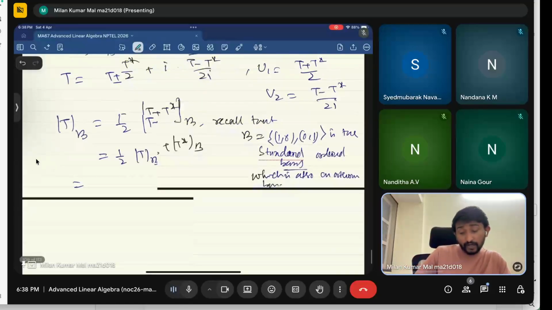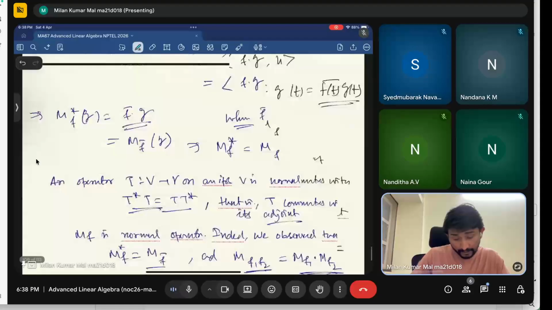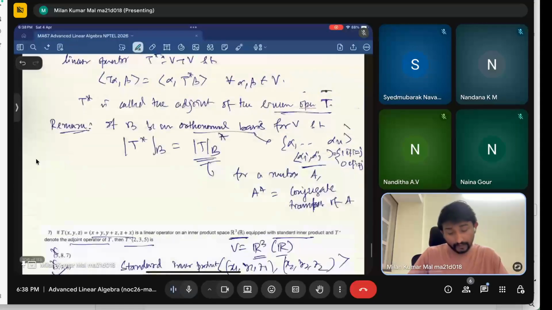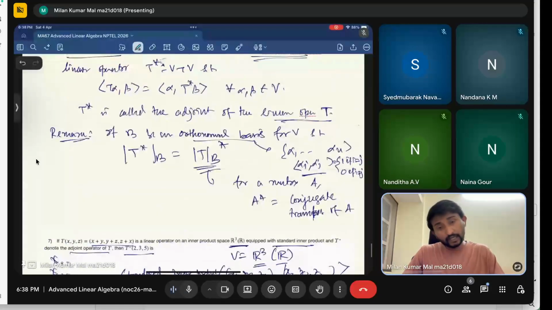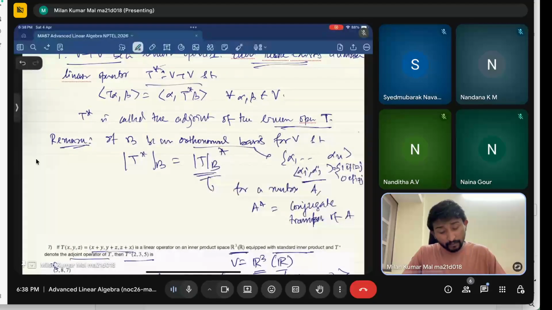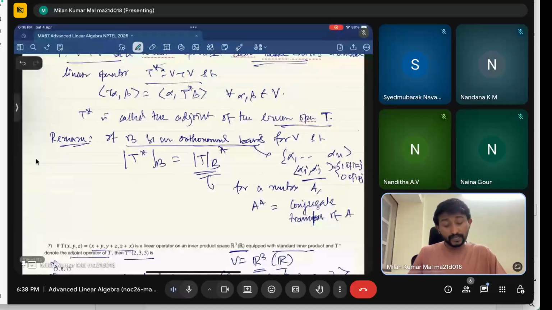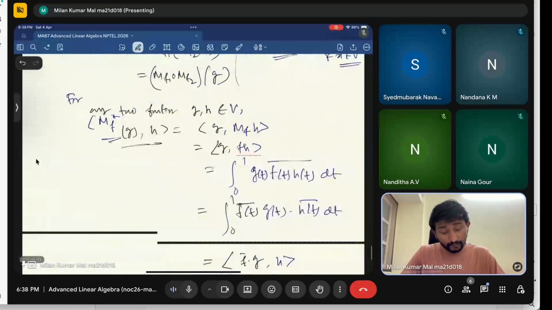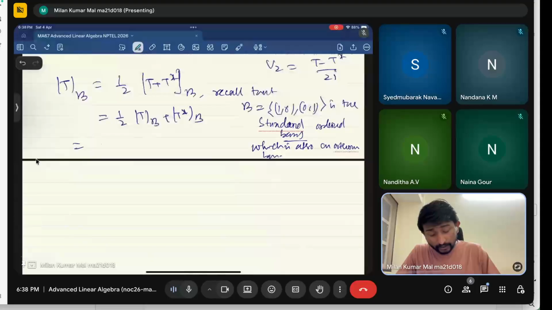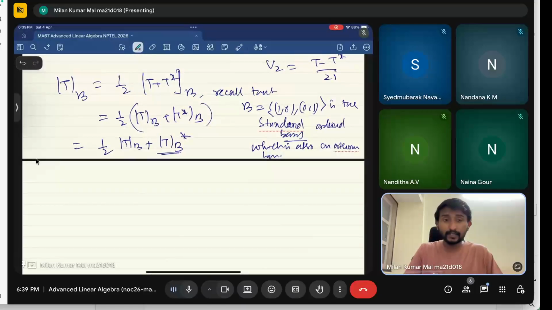I hope I have said that if you consider a linear operator T and consider its adjoint, that is T*, and beta is an orthonormal basis, then the matrix representation of T* with respect to that orthonormal basis is actually the adjoint of the matrix representation of T with respect to that orthonormal basis. So from here, 1/2 will be outside, [T]beta plus the matrix representation of T* and its adjoint.